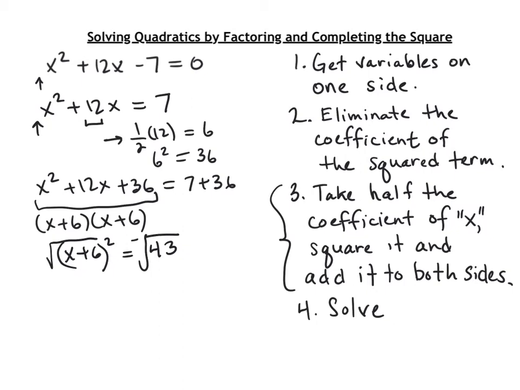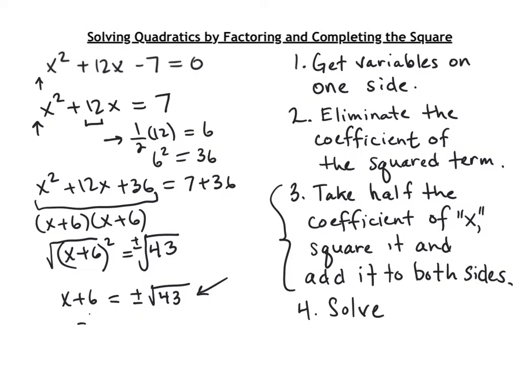Don't forget to put the plus or minus. There are two answers, and we'll talk about that in class later, why that is. Usually there's two. There can be 1, 2, or none, but most of the time there's going to be 2. X plus 6 equals plus or minus root 43. Check to make sure your square root doesn't have any perfect squares that divide evenly into it, like 4, 9, 16, 25, 36, and so on. It doesn't. It's prime, I believe.